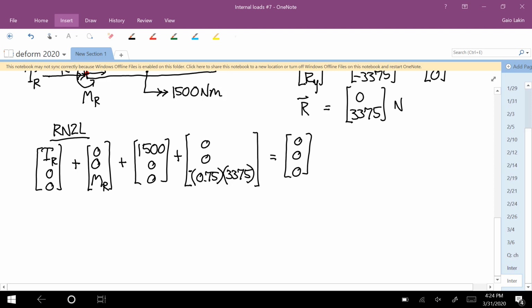Okay, so what do we get? Well, we get that TR, the reaction torque, is negative 1500 Newton meters. And then we get that MR is positive 0.75 times 3375. So that's 2531.25 Newton meters. Okay, so now we have all our external loads.